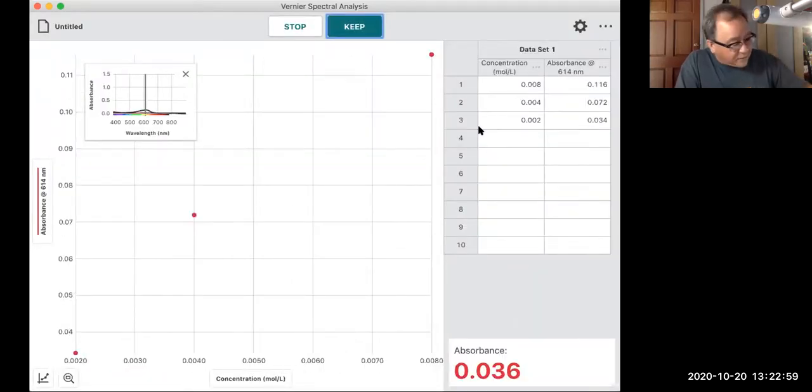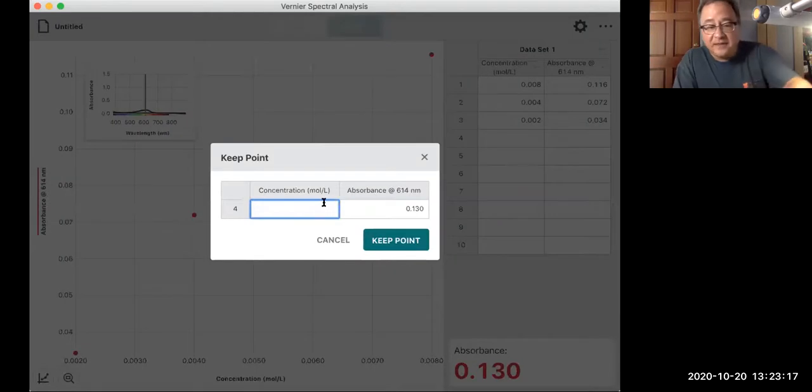And I'm going to try that first one again, because it seems like it registered a little low. And here we go. See, that's more like it, the 0.130. Let's see if we can get rid of this 0.116 here. We're going to keep that point. 0.0080.